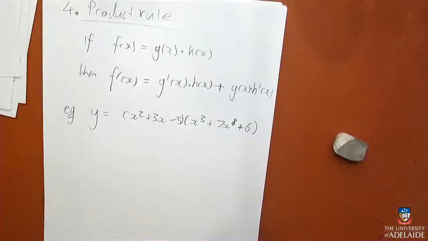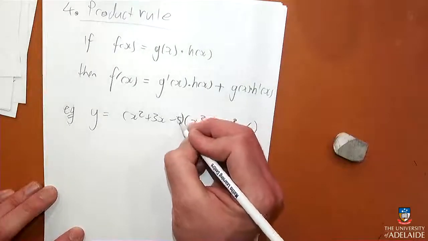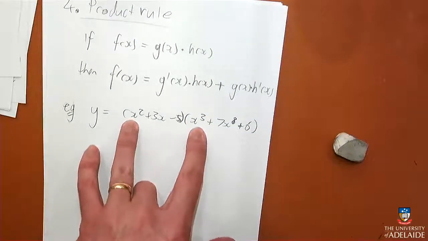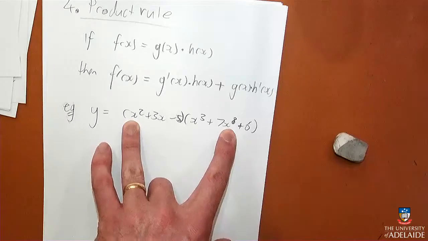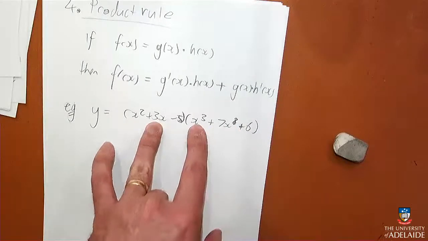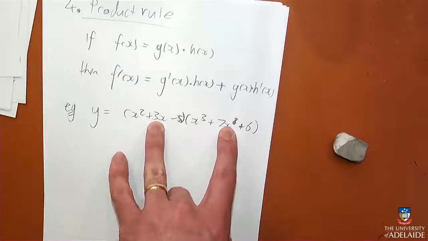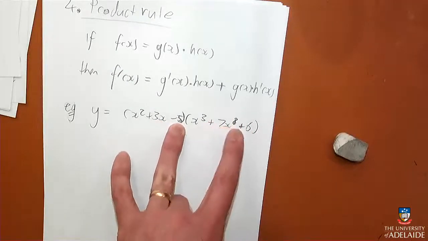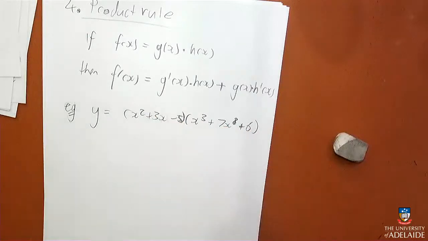So this thing here, totally, there is nothing stopping me at all from multiplying all this out. You know, x squared times x cubed, x squared times 7x to the 8, x squared times 6, 3x times x cubed, 3x times 7x to the 8, 3x times 6, minus 5x cubed, minus 5 times 7x to the 8, minus 5 times 6. And that'll give us all these different bits, and I can do the derivative of every bit separately like I've already done, and that's perfectly acceptable.